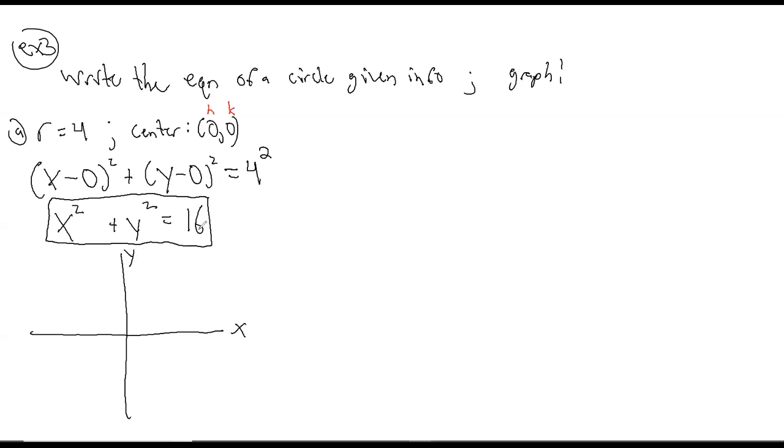Now the radius is not 16, the radius is 4. You got to be careful here. Some people will look at the equation and think the radius is 16 because that's 16, but the format was supposed to be r squared. So the radius is 4.